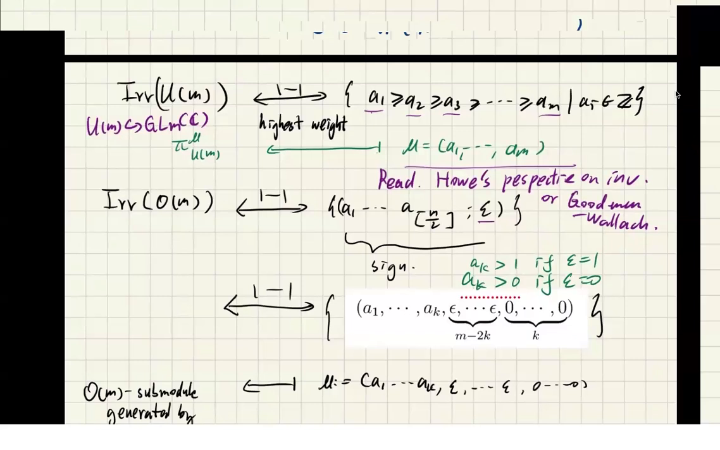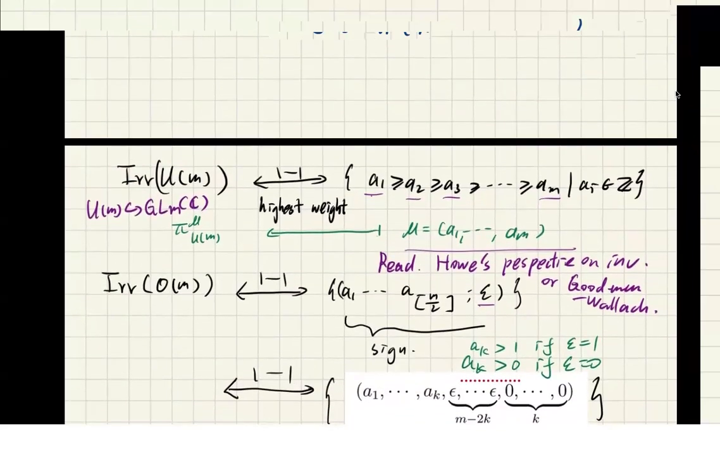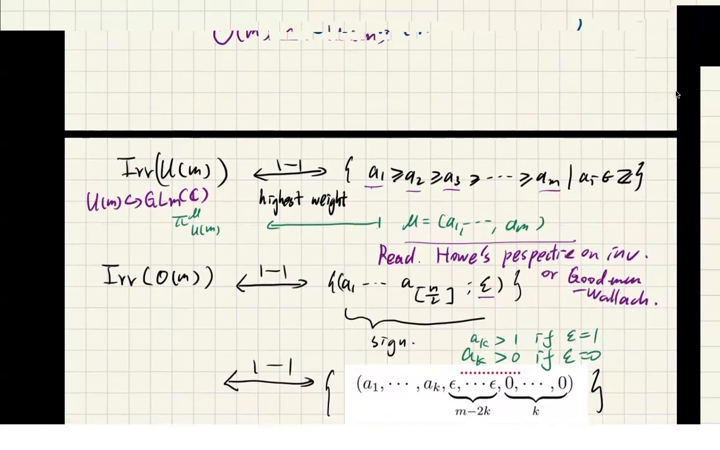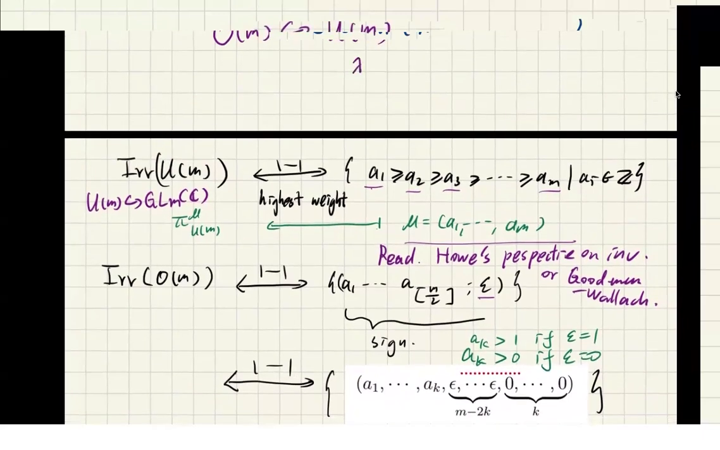For at least for theta, we will use this kind of way to define the classification. We observe that OM is actually a subgroup of UM. So for any set of weight lambda, you will have V lambda, this is the finite dimensional representation of UM, and it will contain the highest weight vector C lambda.